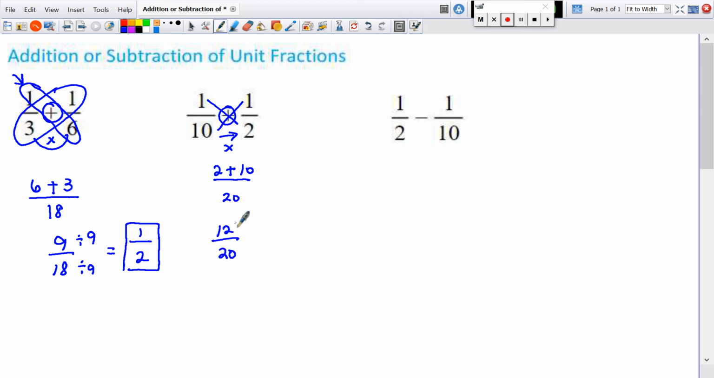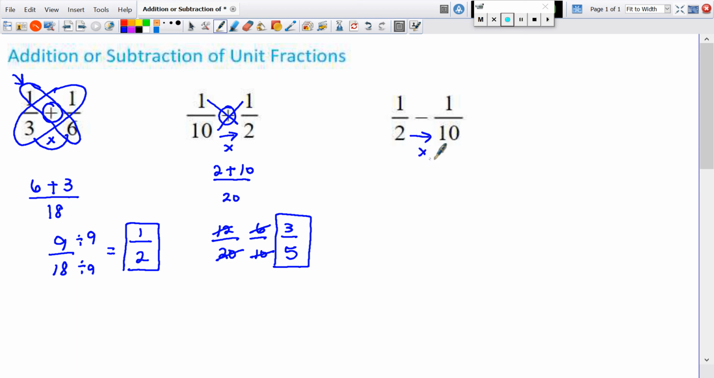But those are both even, so I can start cutting them in half. So half of 12 is 6. Half of 20 is 10. They're still even, so cut them in half again. Half of 6 is 3. Half of 10 is 5. And 3/5 doesn't have anything else that we can divide those by, so that one's done.